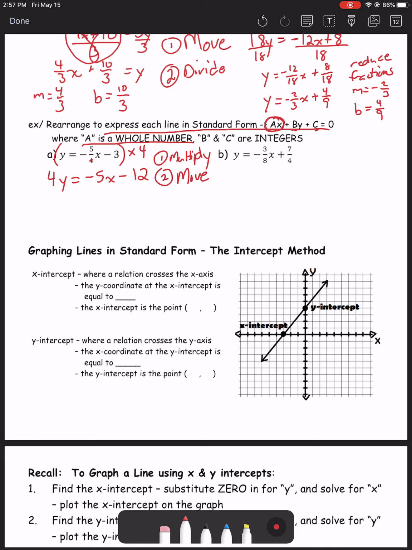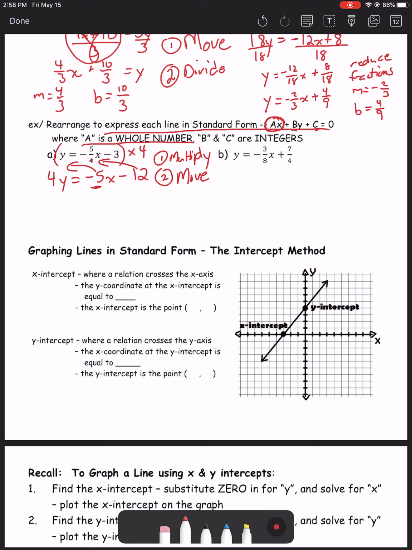And you want to move so that the coefficient on the x is positive. Right now, the coefficient on the x is negative. So how do I make that positive? I have to move it to the other side. So everything that's on the same side of the x is going to get moved over. So the 5x is going to get moved over, and the 12 is going to get moved over as well.